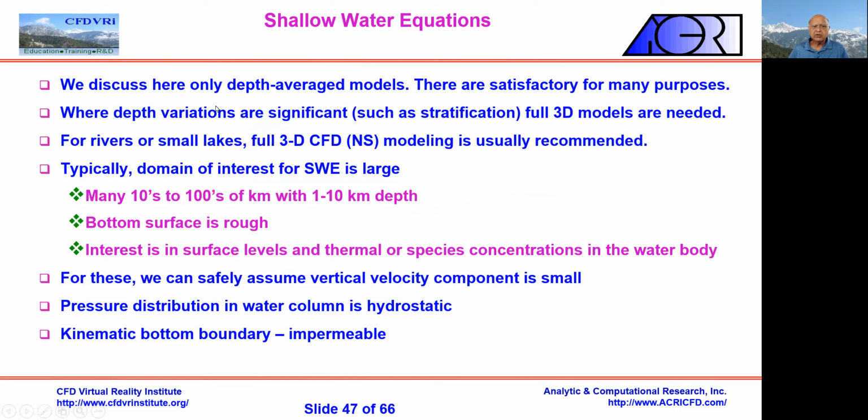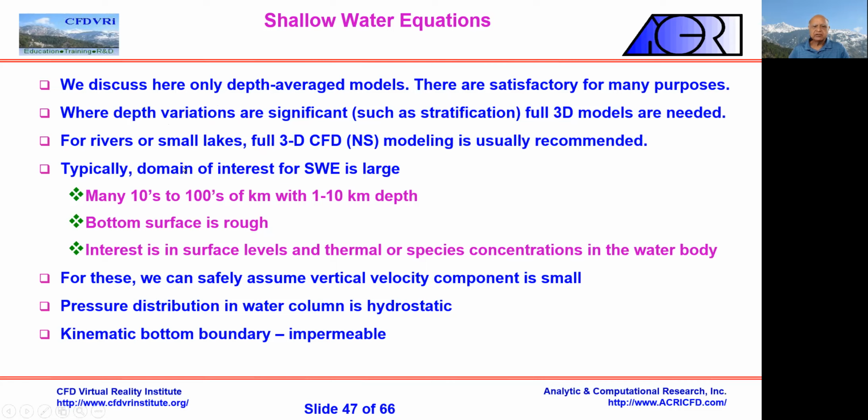So here we're only going to discuss the depth average model. They are satisfactory for many purposes. They're a first line of defense. Now, when water depth becomes very significant, such as with stratification, then of course we need full 3D models. Okay, then you cannot use a depth average model. So you have to look at your application. For rivers and small lakes, where there are a lot of things that can go on, full 3D CFD modeling is usually recommended in such situations.